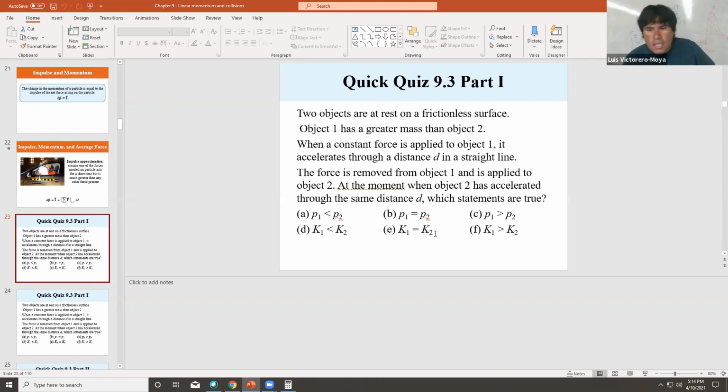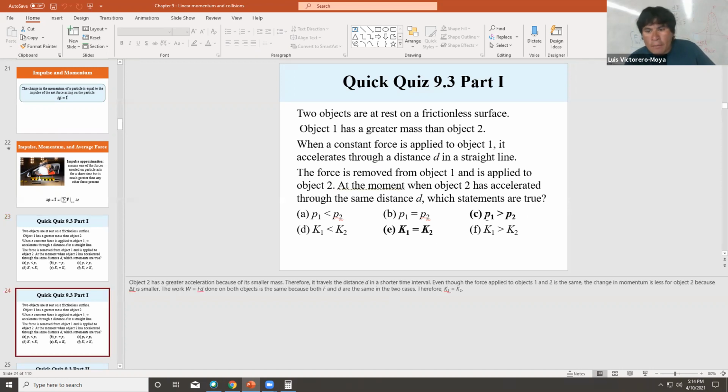Wait a second. What's the matter? The kinetic energies are the same, but the mass of 1 is greater than the mass of 2. So momentum is mass times velocity. Yeah, momentum of 1 will be greater than momentum of 2. That's because even though object 2 will have more velocity, the mass of 1 is greater. All right, so let's see what we have here.